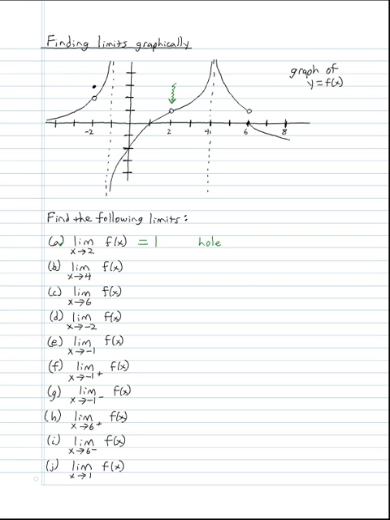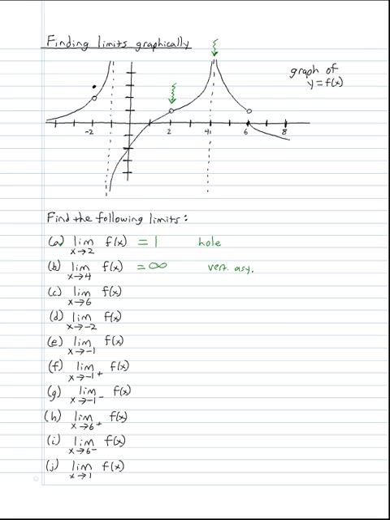Let's try that for x goes to 4 in part B. So here I'll do my little squiggly arrow to show where the x coordinate is 4. And notice here we have a vertical asymptote. So when we have a vertical asymptote, that's where we had an infinite limit. And in this case, our values must be going to positive infinity, according to the graph. So that means our limit must be positive infinity.